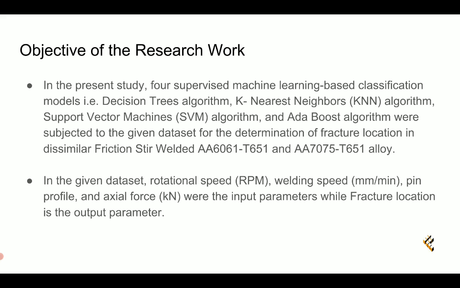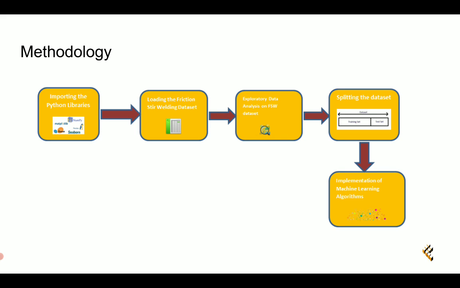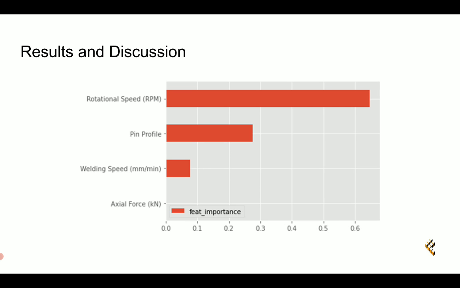In the given data set, the rotational speed, welding speed, pin profile, and axial force were the input parameters, while the fracture location is the output parameter. The methodology is to import the Python libraries first, then load the friction stir data set, then perform some exploratory data analysis on the available data set, and then split the data set in an 80-20 ratio, and then implement the machine learning algorithms on that for training and testing purposes.